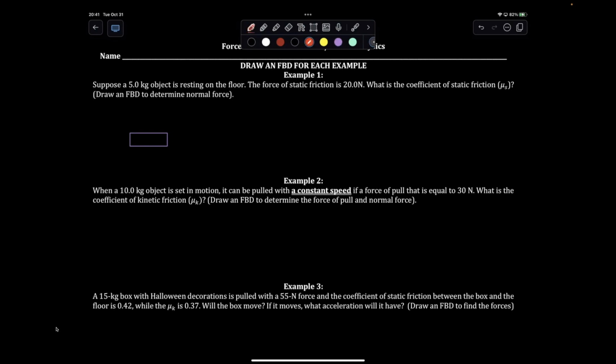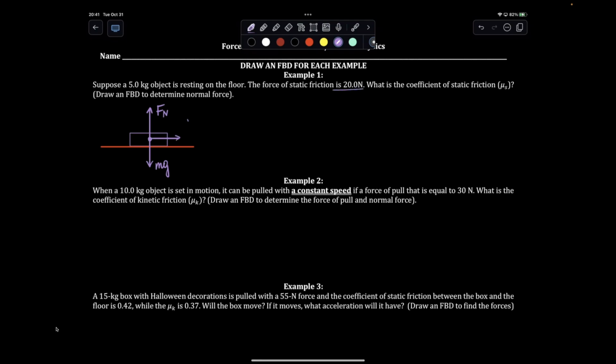So if we have some sort of a pull or a push on an object that is not moving, we know that our force of friction equals the push or a pull. So again, if I were just to show you the forces on an object that is resting without being pulled, I would just show mg, equal to it would be normal force, and that would be it. They're telling me that there is a 20 Newton force of friction. So I'm just going to say it's this way.